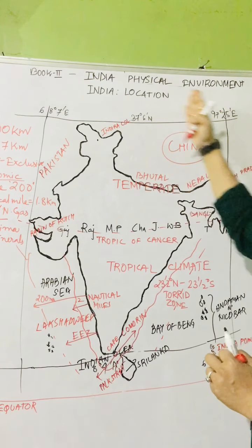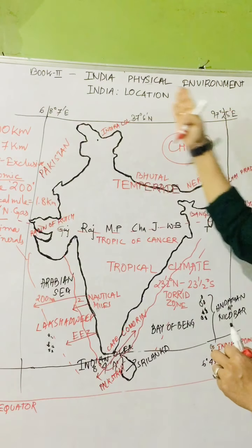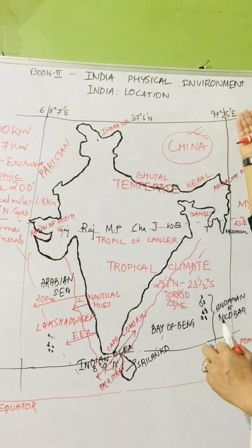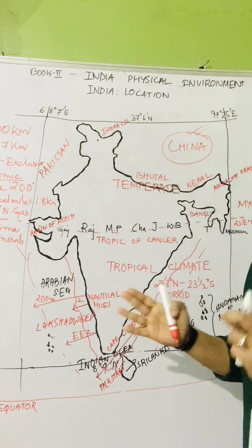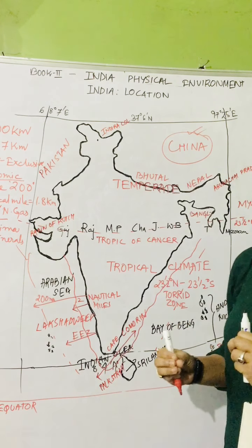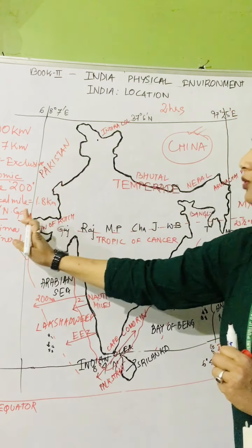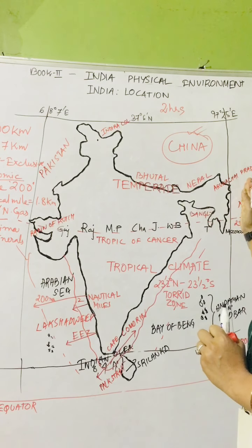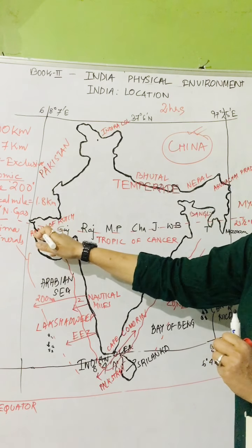Now let's talk about the extension which is here. Starting from west to east, you can see it is 68 degree 7 minute east to 97 degree 25 minute east. There is nearly a difference of 29 degrees of longitude. 1 degree of longitude is covered in 4 minutes. So nearly we have a difference of 2 hours between Gujarat and Arunachal Pradesh. It means if sun rises here, it will be 2 hours early than Gujarat.